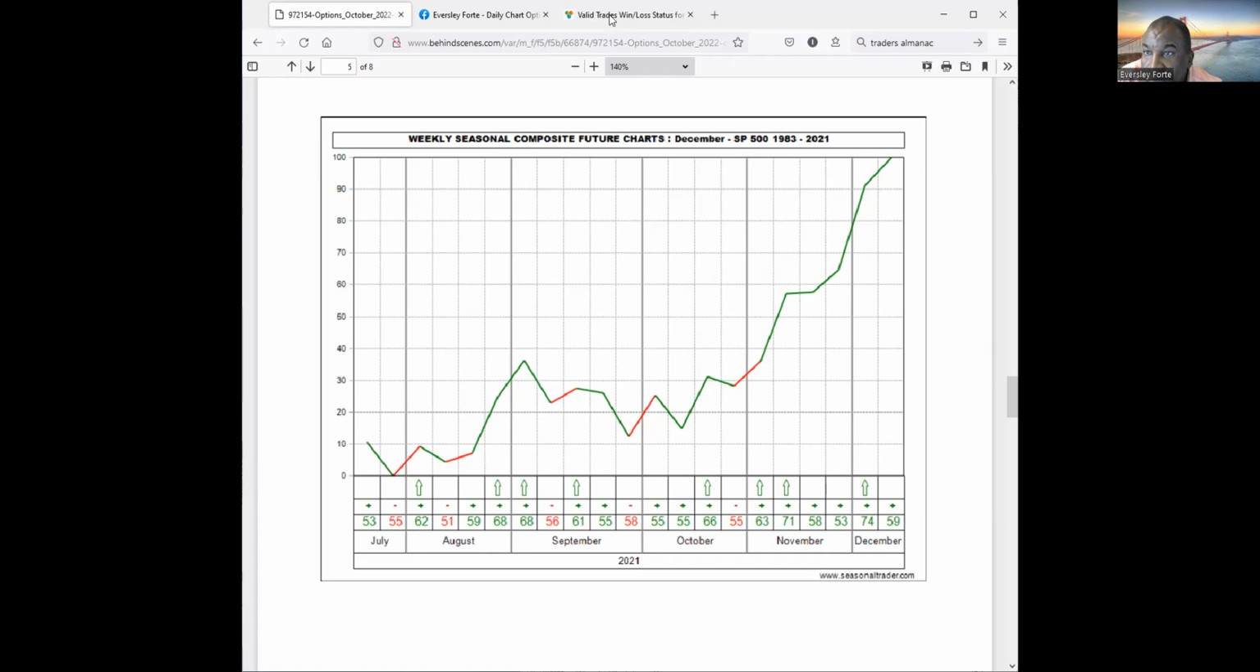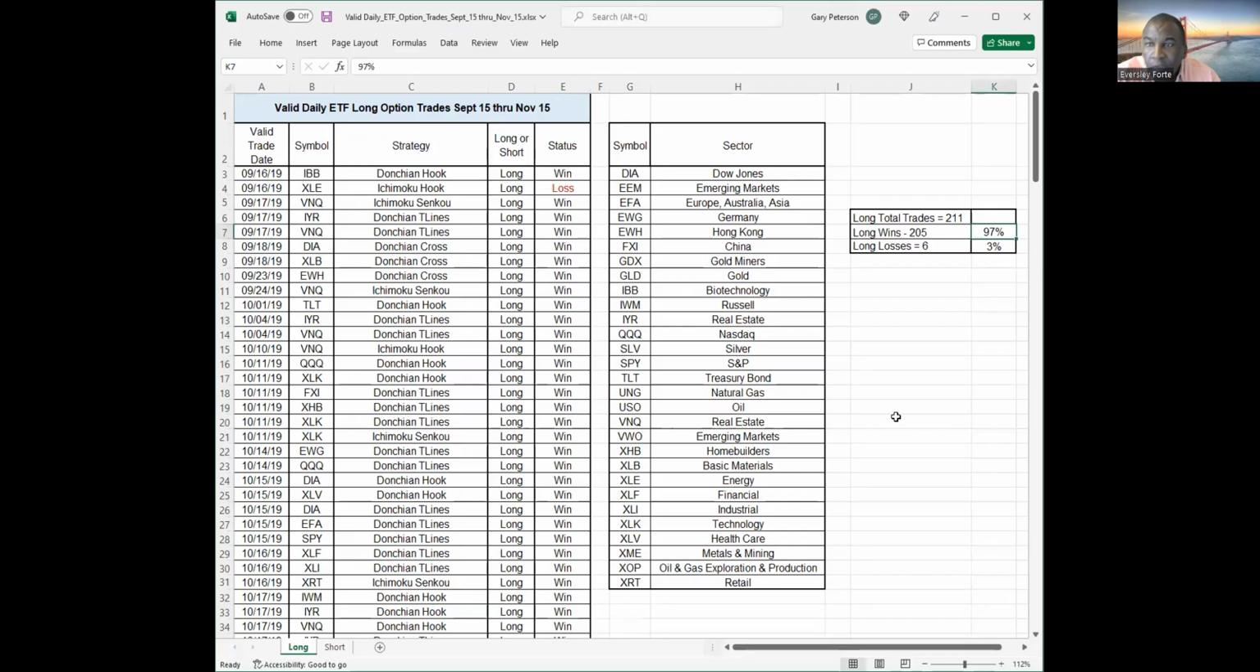All right. So what I'm going to switch over to now is a spreadsheet with, let's see, hang on a second. ETF option trades. And what we're looking at is the period from September 15th through November 15th as the time to get the most out of this existing seasonality trend.